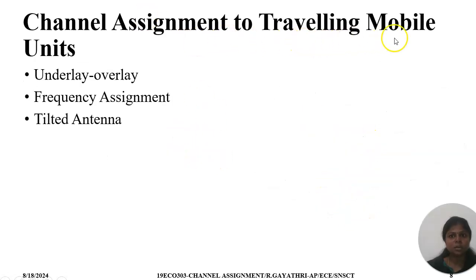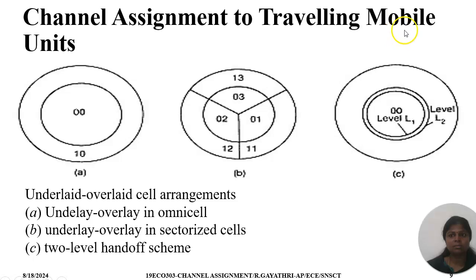For the channel assignment to traveling mobile units, the underlay-overlay assignment method, frequency assignment method, and tilted antenna were used. These are underlaid and overlaid cell arrangements. A represents underlay-overlay in omni cells, B represents underlay-overlay in sectorized cells, where the cell is divided, and C represents the two-level handoff scheme, with level 1 and level 2.